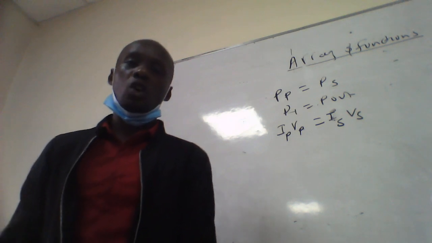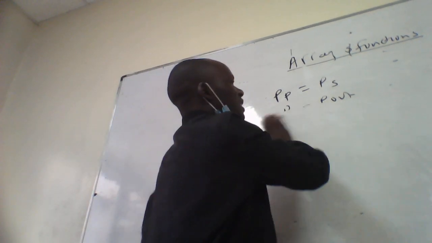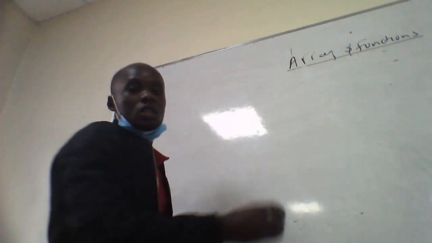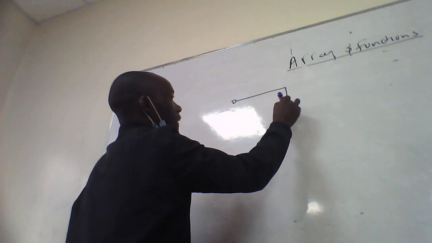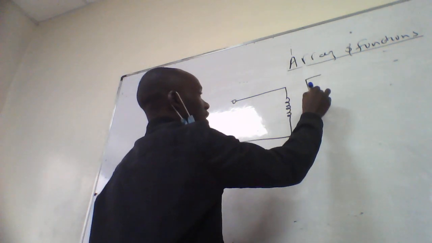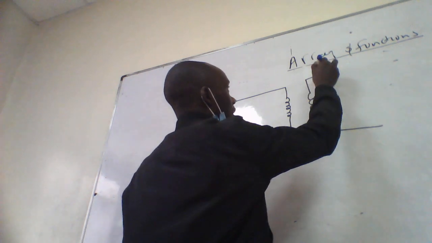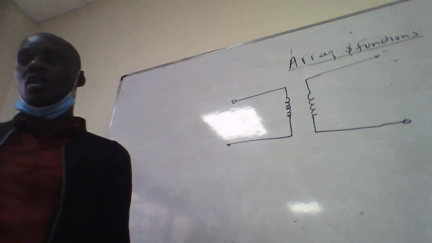Then you go to what we call the circuit symbol or diagram for the transformer. For the circuit diagram of a transformer, you just draw two coils. You start with the primary coil, then you come up with the secondary coil that way. So that's a circuit diagram for a transformer.